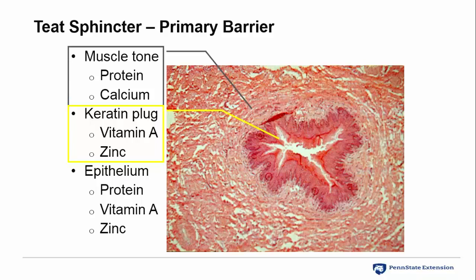And then finally, the epithelium, the lining tissue of the streak canal, similar to the lining of your skin, is what generates the keratin plug. But again, the health of the epithelium is dependent upon a number of nutrients, namely, again, protein, vitamin A, and zinc, to help keep a good, healthy production of the keratin plug and integrity of the opening of the streak canal.